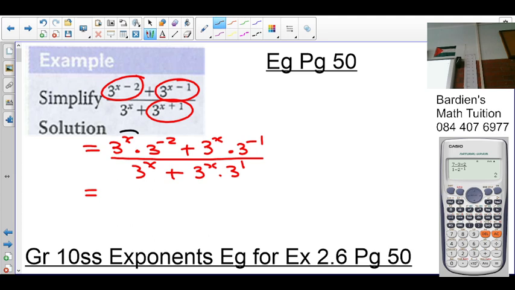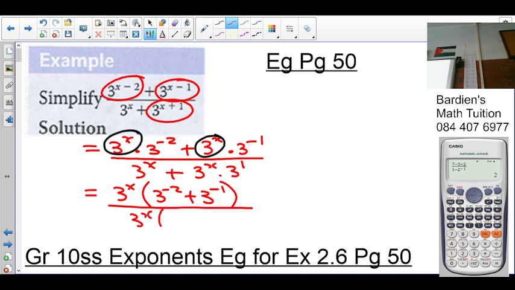A common factor of 3 to the x. You see that? So it's 3 to the x into 3 to the negative 2 plus 3 to the negative 1, over 3 to the x into 1 plus 3. You see that, people? I took out 3 to the x, I took out the whole term. Whenever you take out the whole term, you are left with 1. So what do we notice? What can be done now? Cancel 3 to the x.